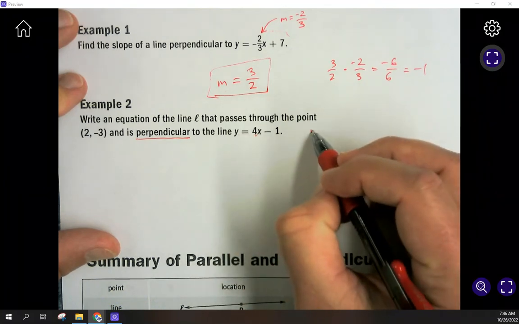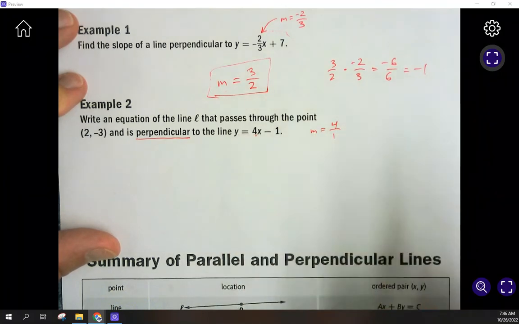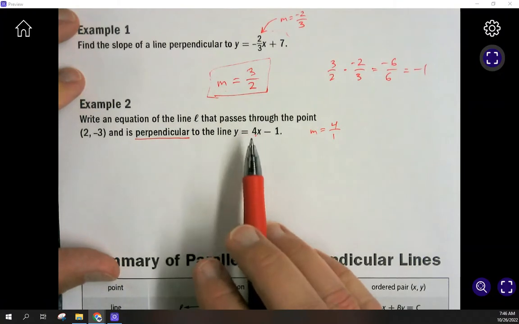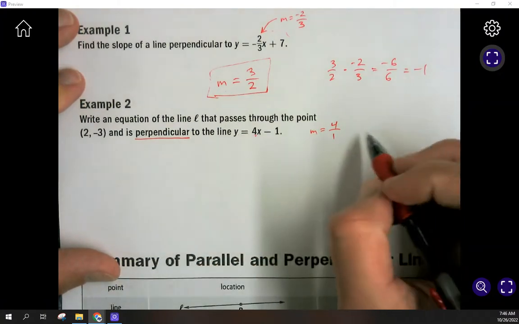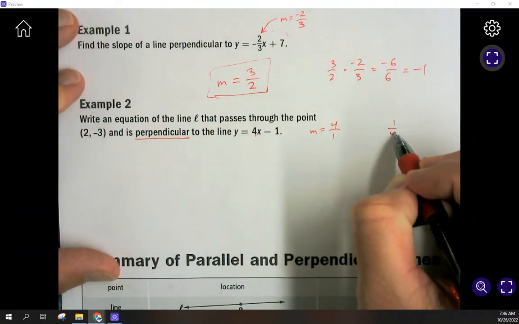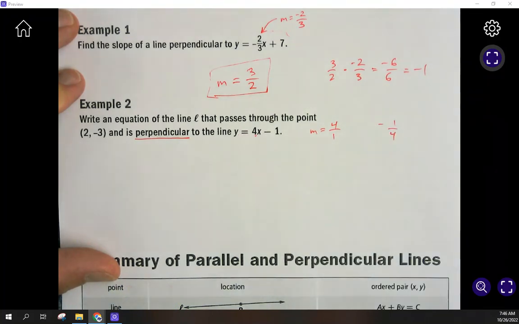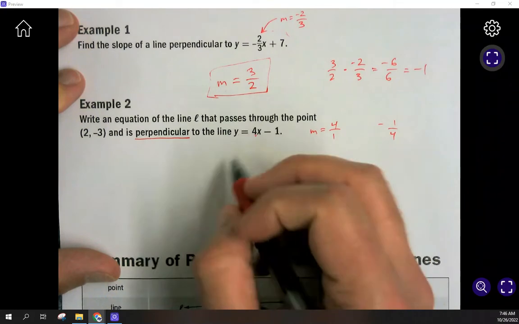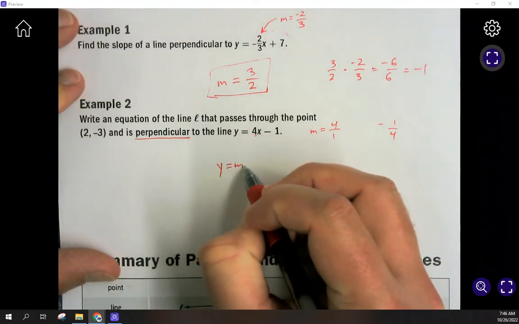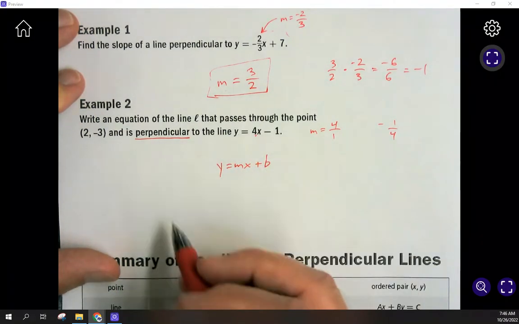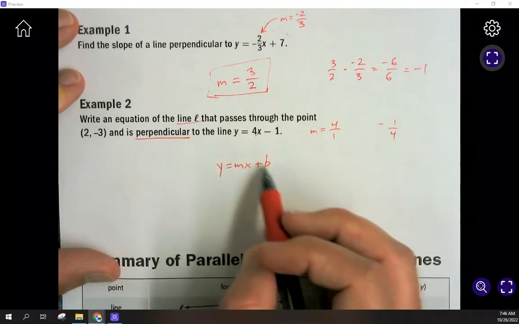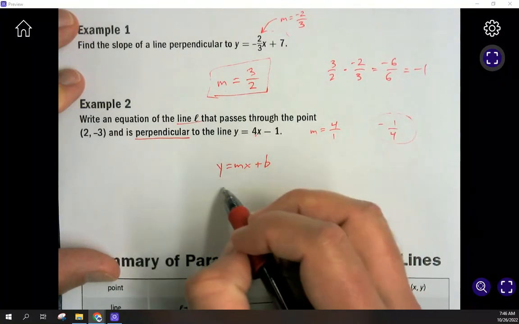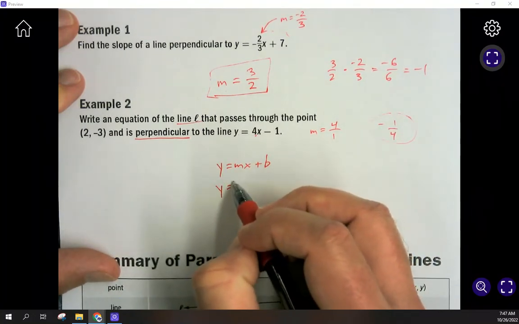So right now, the slope of this line is 4 over 1. A perpendicular one, the opposite reciprocal, you flip the fraction, it's 1 over 4, and you make it negative. It goes from positive to negative. So the new slope, y equals mx plus b, for our line L, we're going to write a new equation for this one. The slope's going to be -1/4. So we're going to drop that in the slope spot.